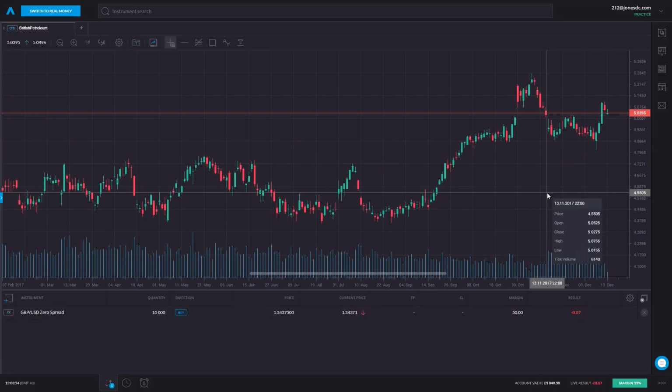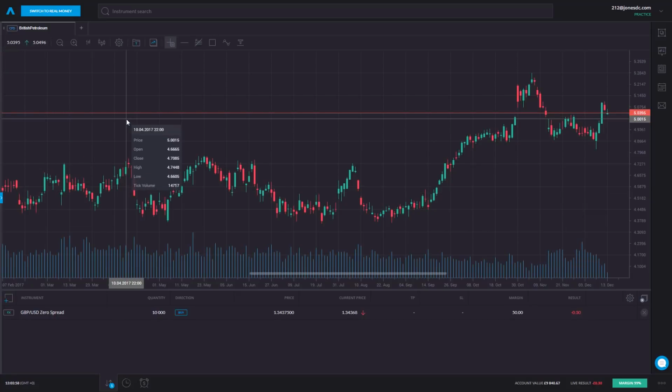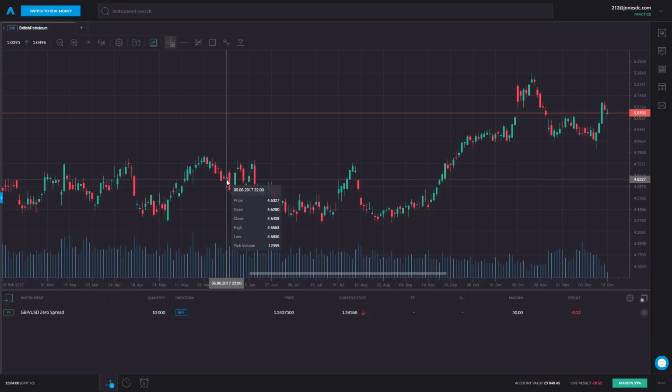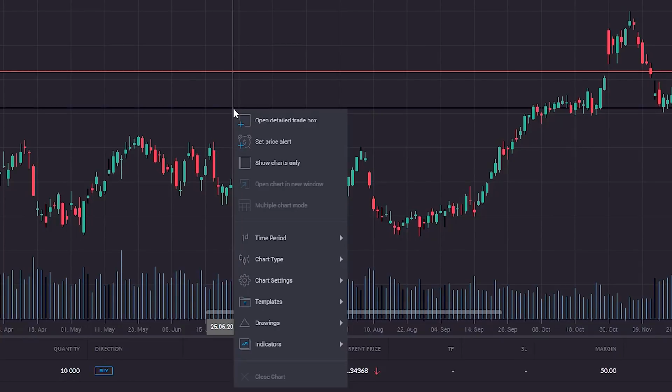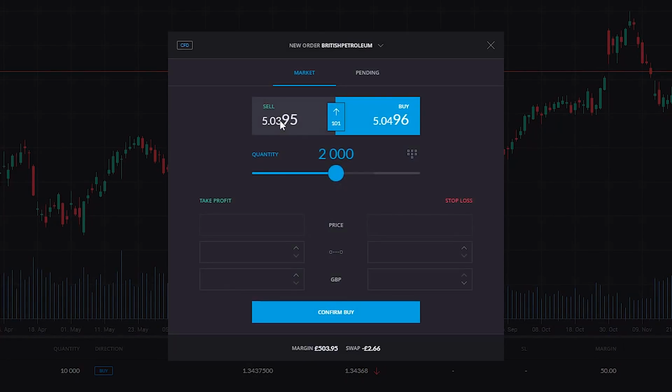Where is it trading at the moment? Just above £5. So we think, well, actually, the price of BP is going to go up over the next few weeks. Let's say this is more of a longer term position for us. So again, let's open up the detailed trade box. And let's say we're going to be conservative. We're only going to trade 100 CFDs on BP.